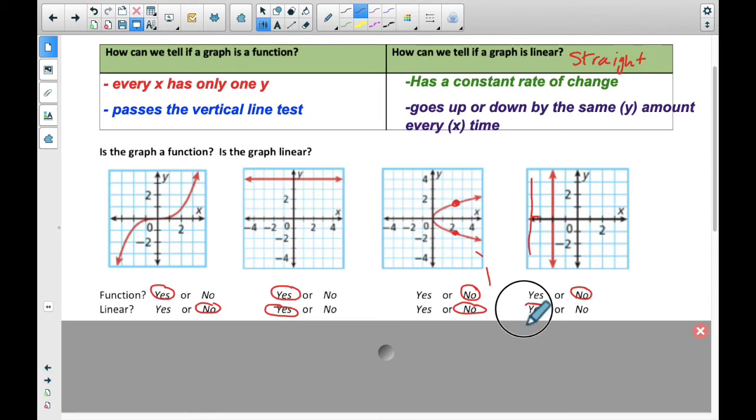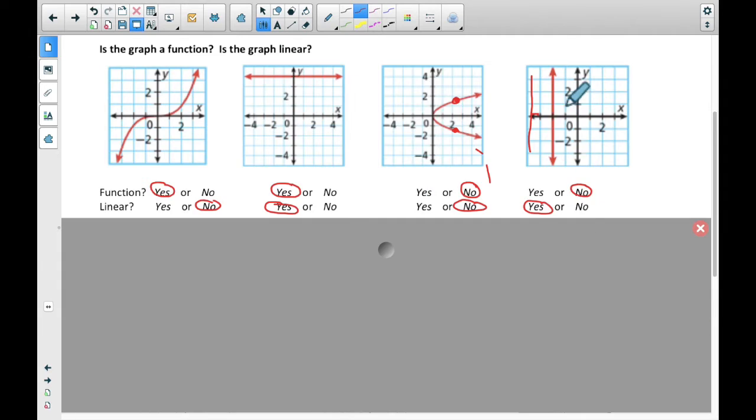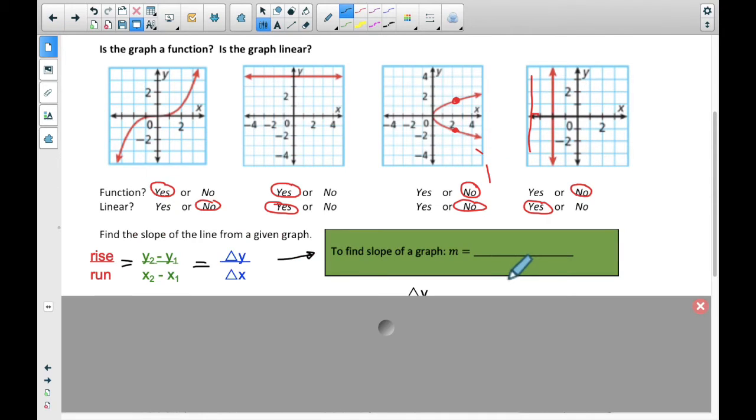Is it linear? Yes, it does make a straight line. It's going up or down by the same amount every time? That's a tough one, but I'm going to stick with yes on that. These kind of lines, these vertical lines, are definitely unusual because they are not functions, but yet they are lines.